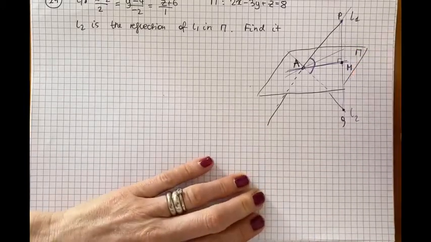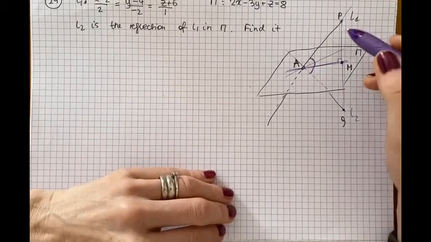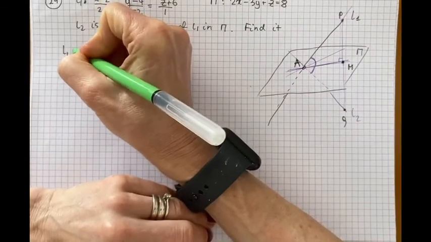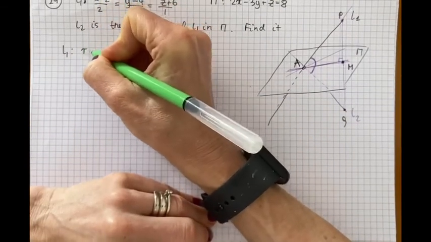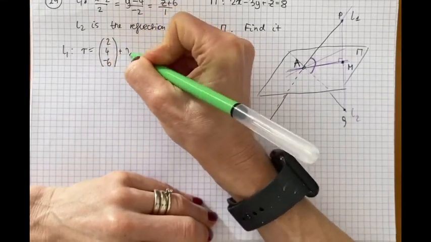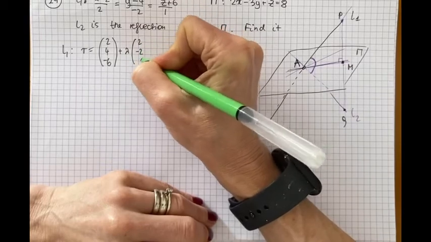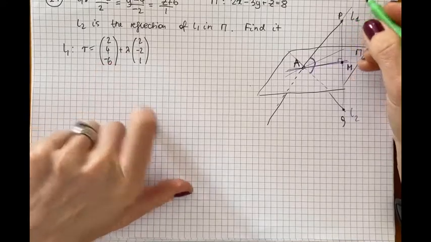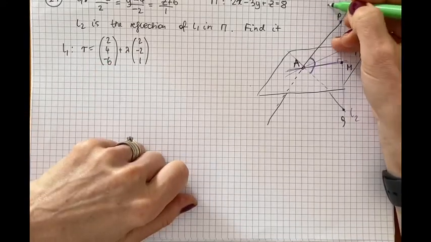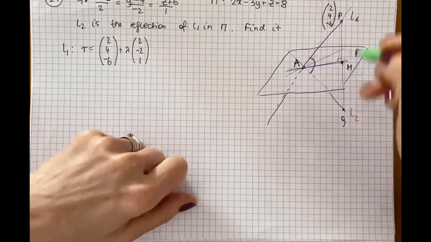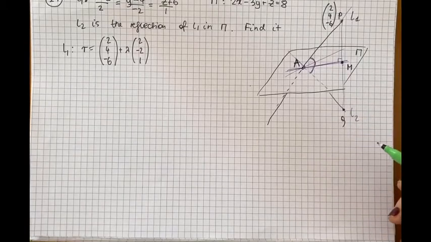Right, so what do we know? Let's actually pick a point. Any point on L1 will do. Let's rewrite L1 in its vector form. So r is equal to (2, 4, -6) plus lambda (2, -2, 1). Since we know that (2, 4, -6) is on that line, let's use this one. So it's (2, 4, -6), why not? Okay, so there is a point on L1 that's reflected in the plane.